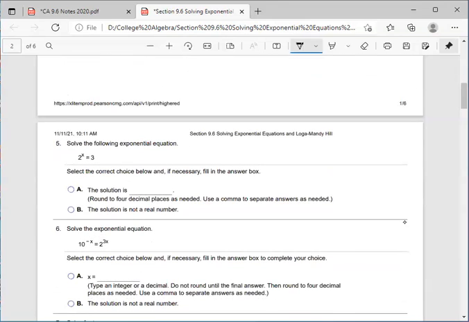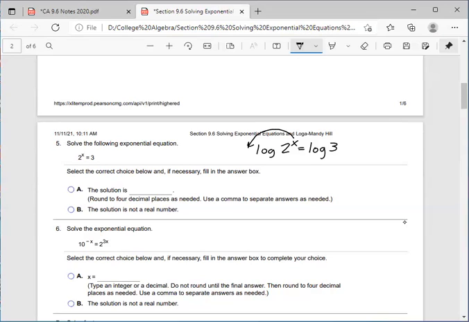I'm 100% sure that there's no way that I can get this 3 to be 2 to the something, because that would be the goal. If this is a 2 to the something, I want this to be a 2 to the something. Well, that doesn't work. So on this one, you would have to take the log of both sides, because you can't get it to be 2 to the something. And that would be the first step. Okay. What would be the next step?